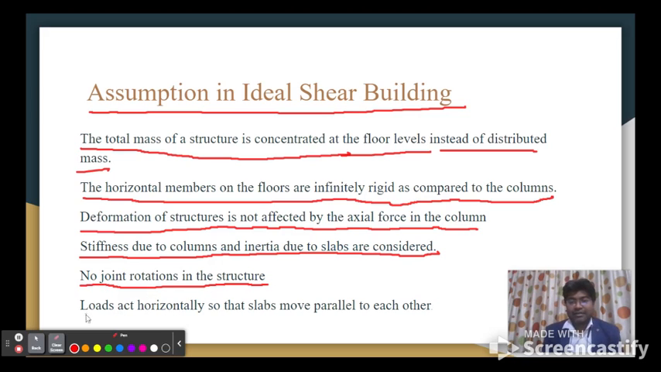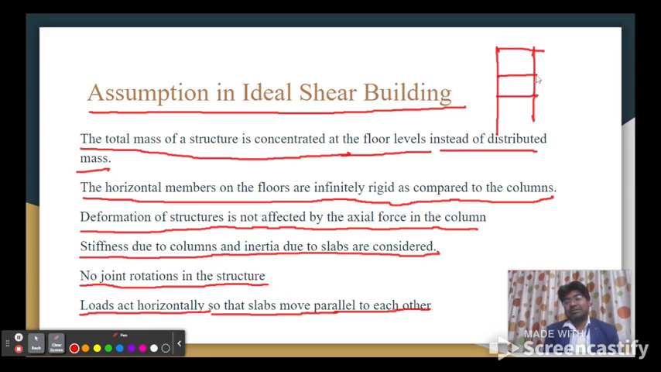Now the final assumption: loads act horizontally so that the slabs move parallel to each other. See, this assumption is saying that this is a building and this is the floor, which is considered to be a lumped mass. In this, both floor displacements will move parallel to each other only. No other movement is allowed.